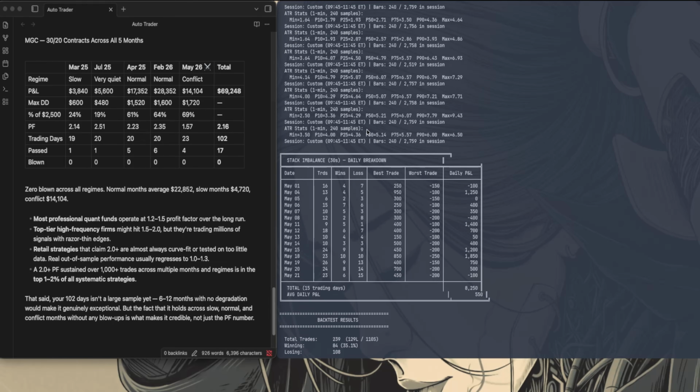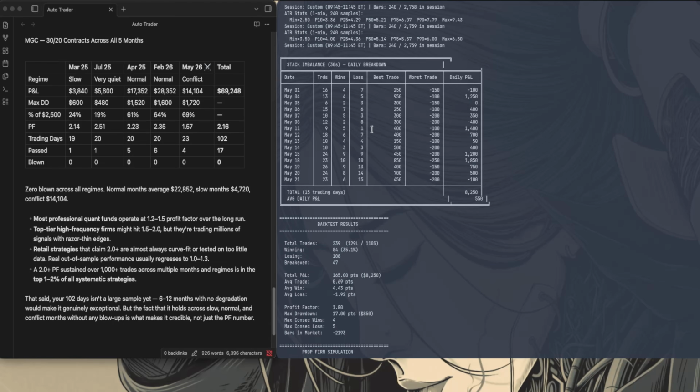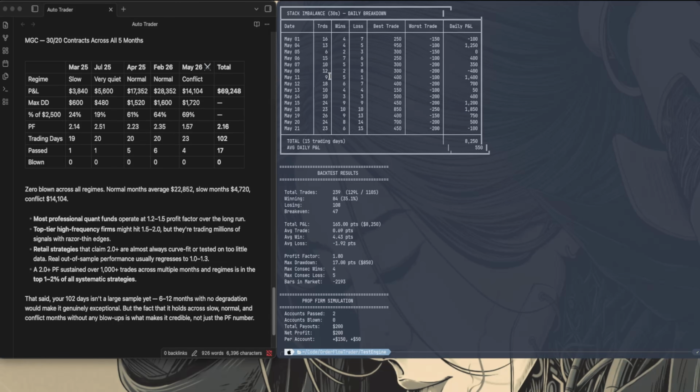So this right here, as you can see, these are just the different sessions. Now, the only thing is, I am only trading session custom, 9:45 to 11:45. I'm only trading from 9:45 to 11:45. And what I am looking for is a stacked imbalance. This is the daily breakdown. So the daily, it lost 100, made 1,200, 0, then made 400, made 300, lost 400, 1,400, 1,200, 1,800. So the total was 15 trading days on ES.